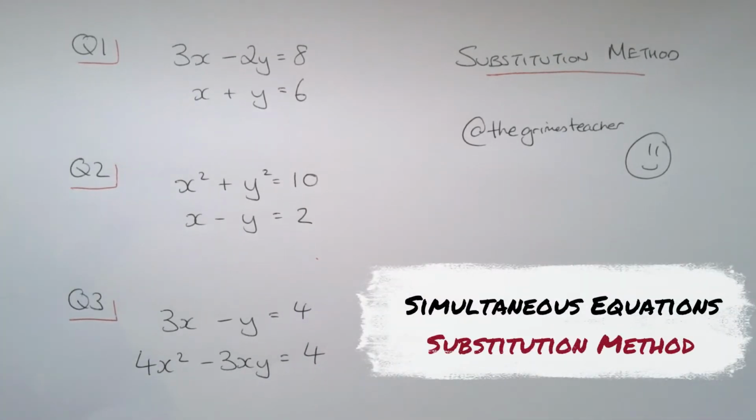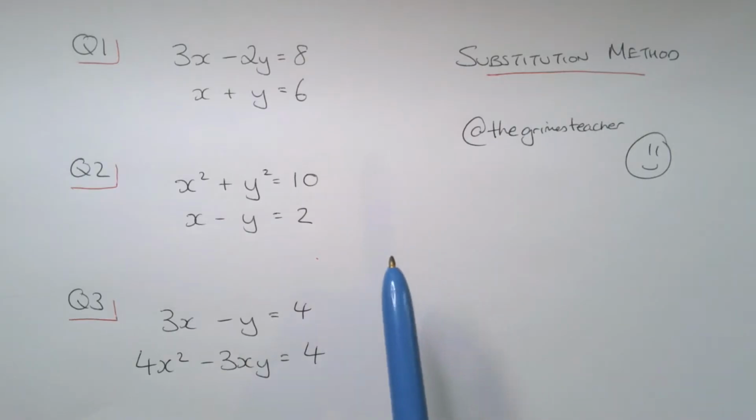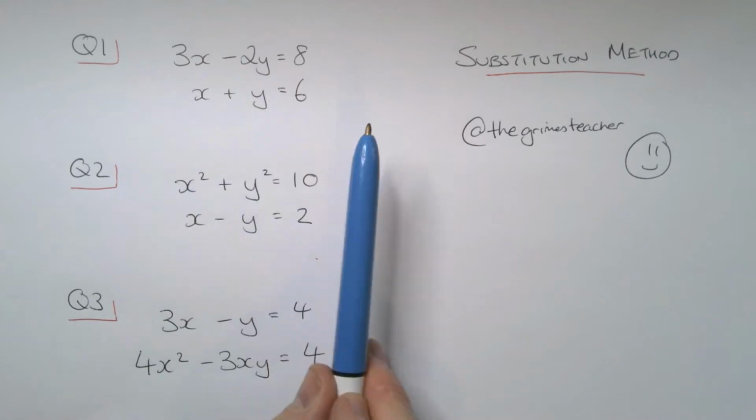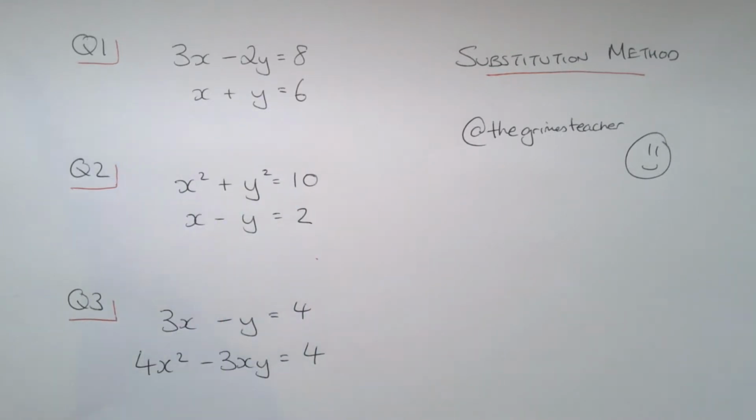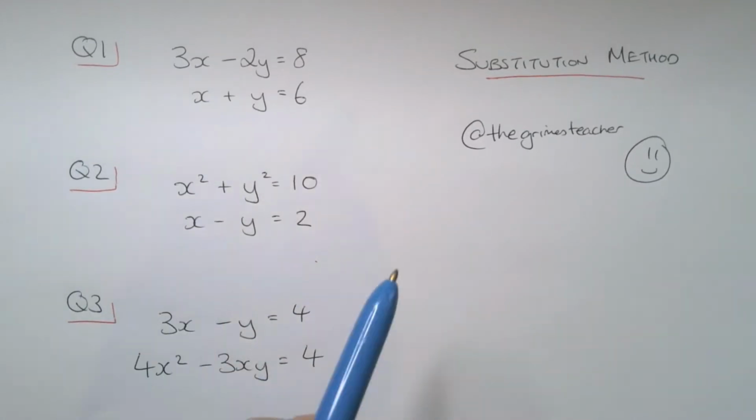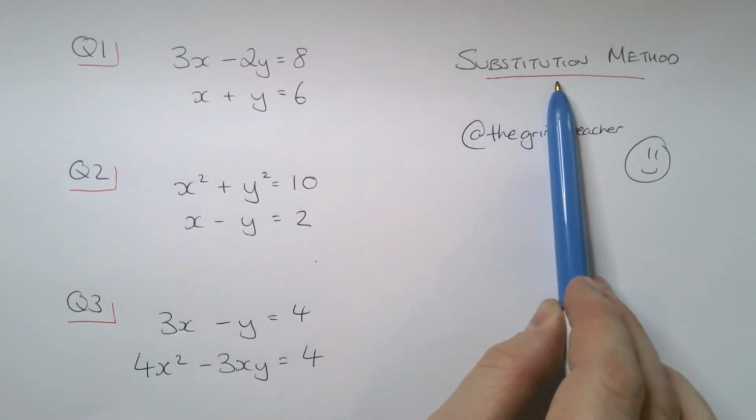Okay, we're going to take a look now at the substitution method for solving simultaneous equations. I'm going to do 3 examples in this video, working from easier, to medium, and then a harder one. The previous video looked at using the elimination method. How do I spot when I have to use substitution?